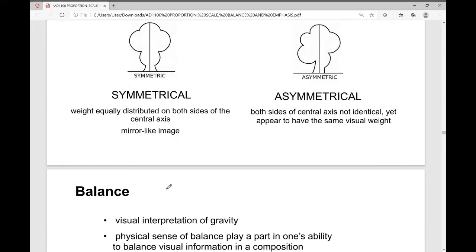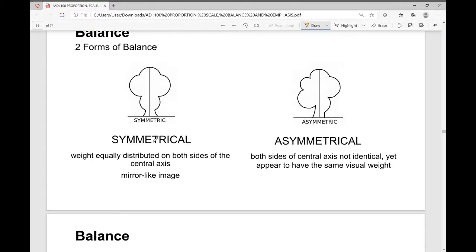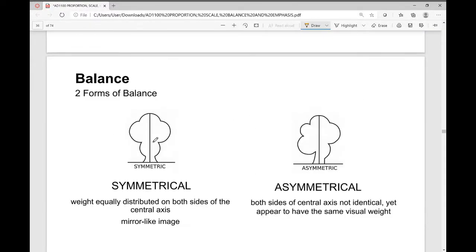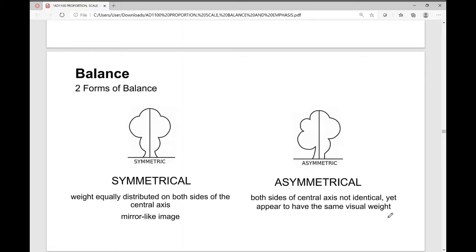So symmetrical: weight equally distributed on both sides of a central axis, almost like a mirror-like image. And then asymmetrical: both sides of the central axis are not identical, yet appear to have the same visual weight.